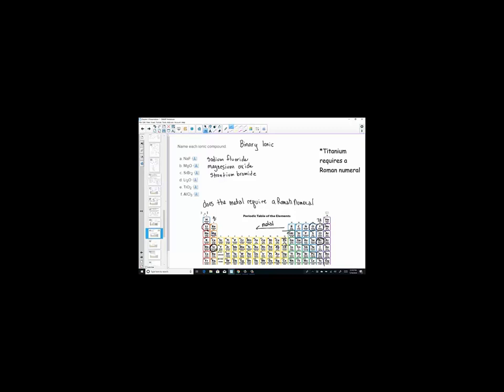Elemental symbol Li stands for lithium. Lithium is in a fixed column of +1, no Roman numeral. The elemental symbol O is oxygen. Changing its ending to ide, we get lithium oxide.